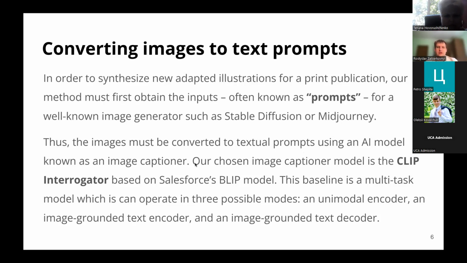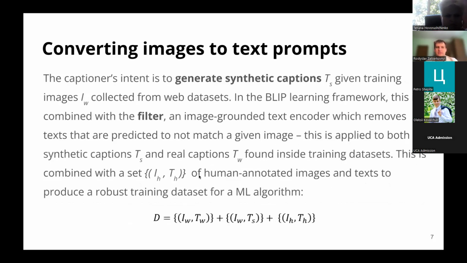Let's go through what this model does a little bit. The captioner's intent is to generate synthetic captions given training images collected from web datasets. And this is based on both synthetic captions and real captions found inside training datasets. So synthetic ones being made specifically for the dataset, and real ones found alongside the image on the internet. And this is combined with a set of human annotated images and text to produce a robust training dataset.